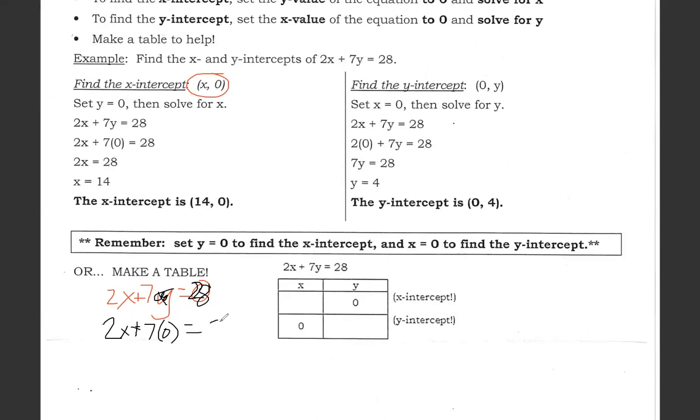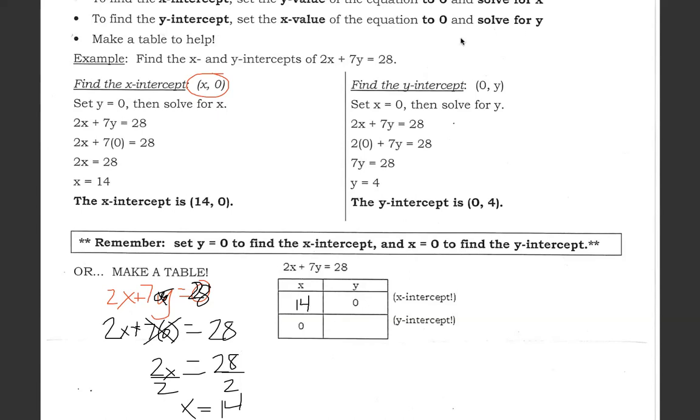Okay, so what I have here, 2 times 0 gets to cancel, right? Because that turns out to be 0. So what I'm left with is 2x equals 28. And then it's just a simple solve for x problem. So I would divide by 2, and I would get that x is 14. So now I plug that 14 into my chart here. And so my first coordinate on my graph would be 14, 0.